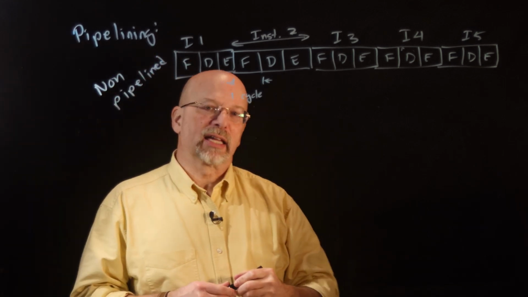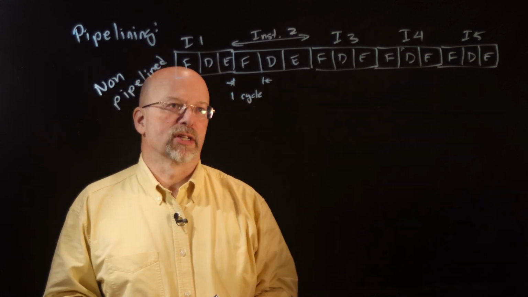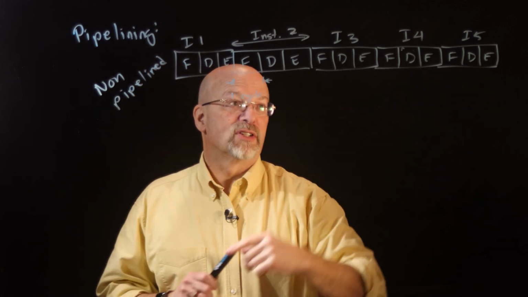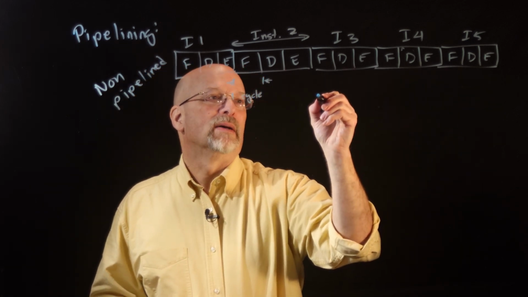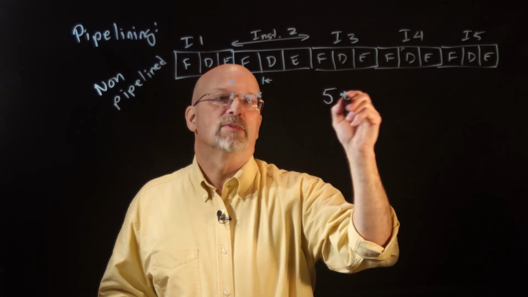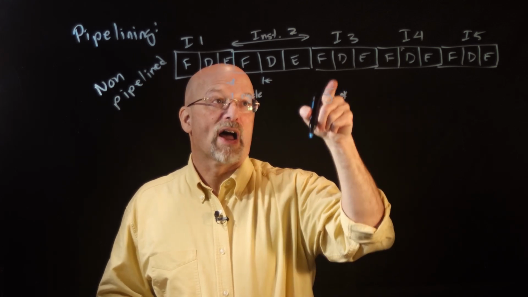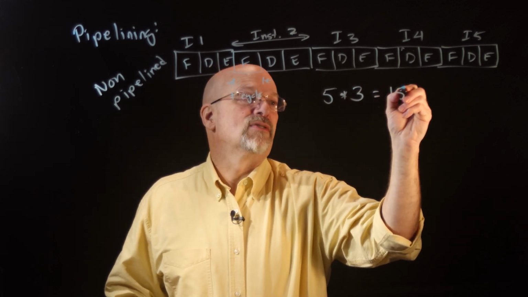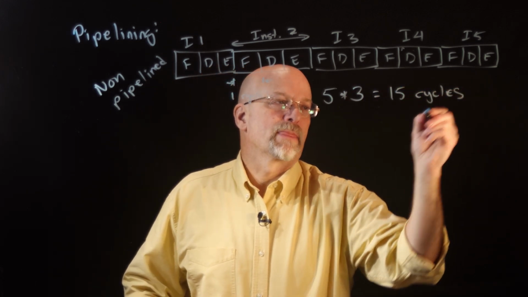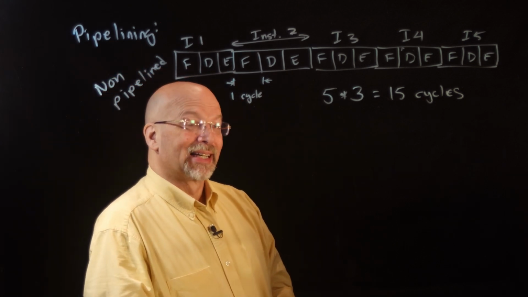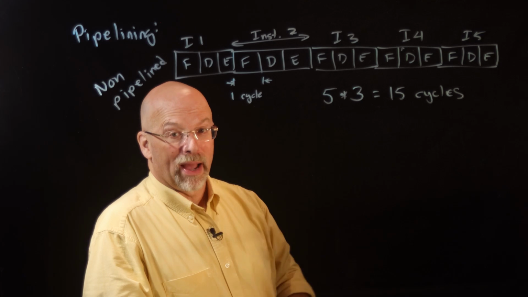How long does it take to execute our instructions here? Well, it takes 1, 2, 3 cycles times 5 instructions, so the duration becomes 5 instructions times the number of stages, 3. It takes 15 cycles. All right, 15 cycles. Can we improve upon that with pipelining?